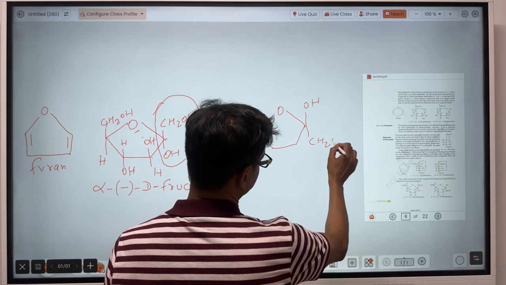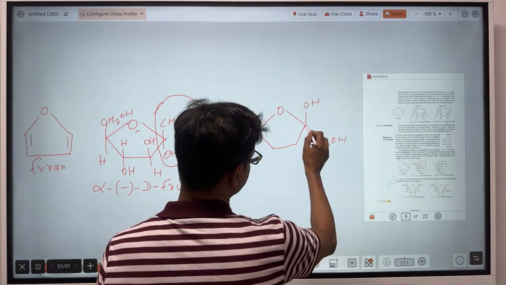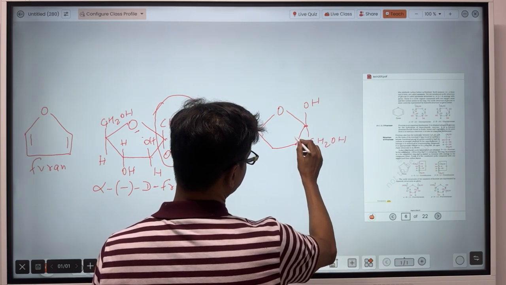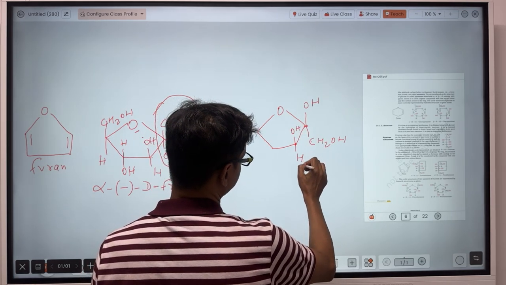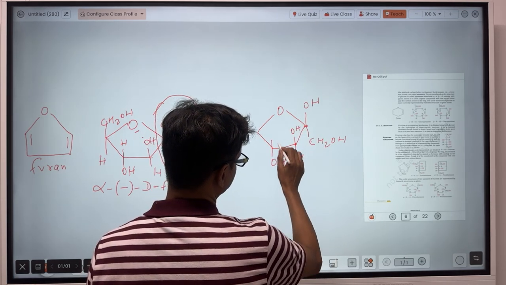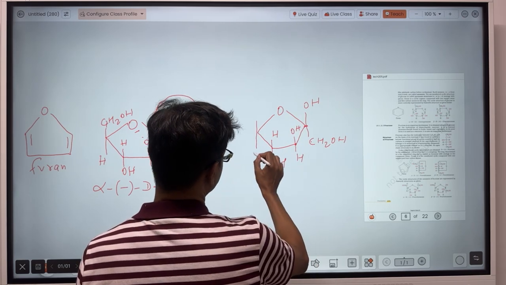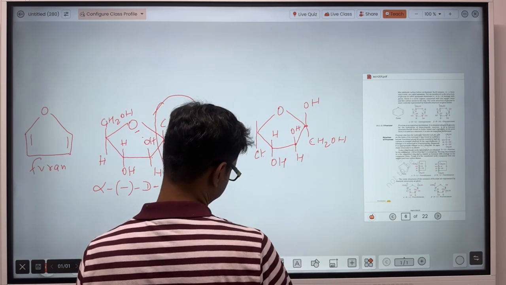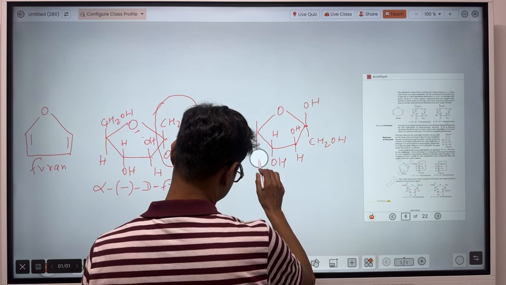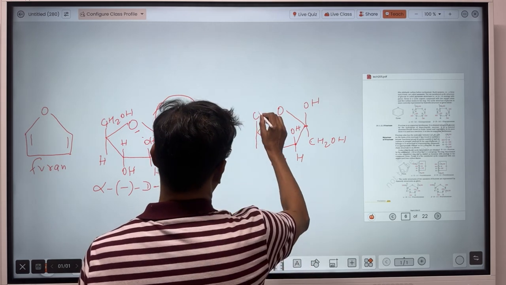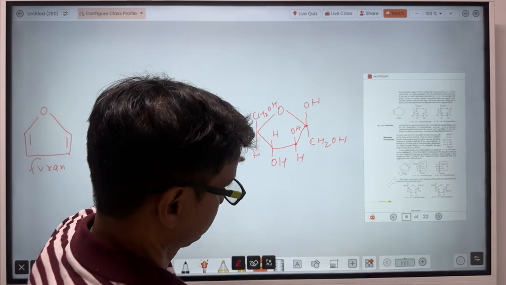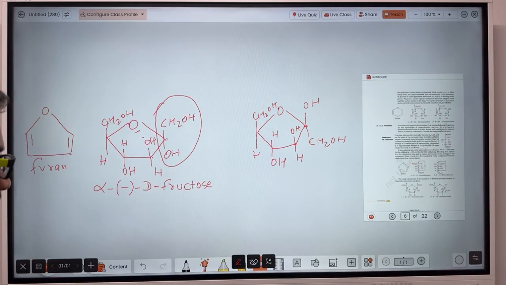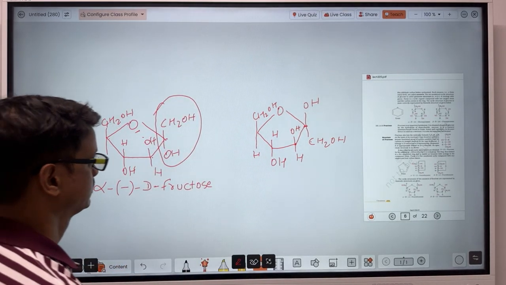And here, first carbon, second carbon, third carbon. At the third carbon, OH was towards the left, so OH will be above and hydrogen below. And then after, this one. Clear, guys?